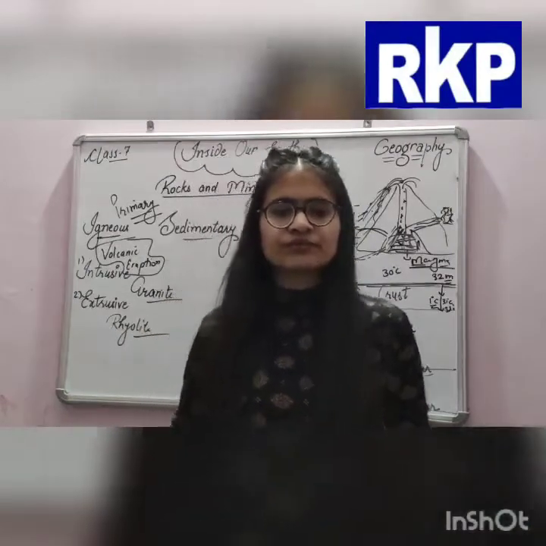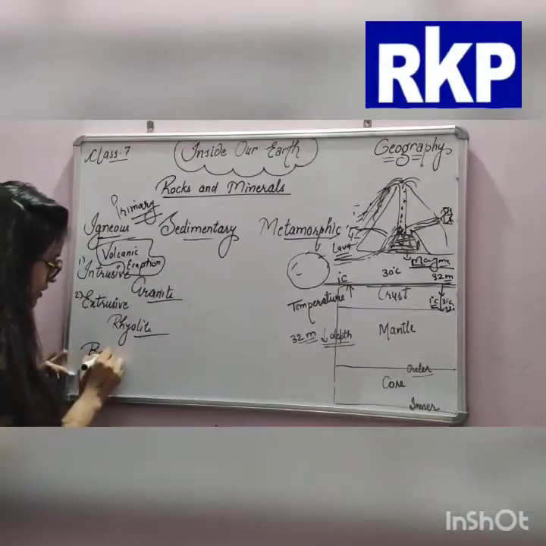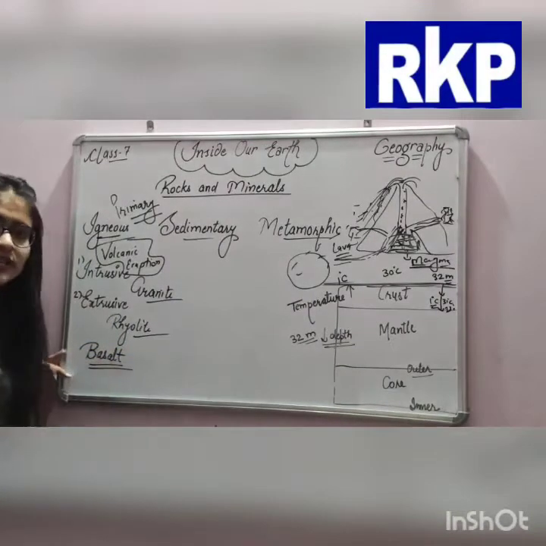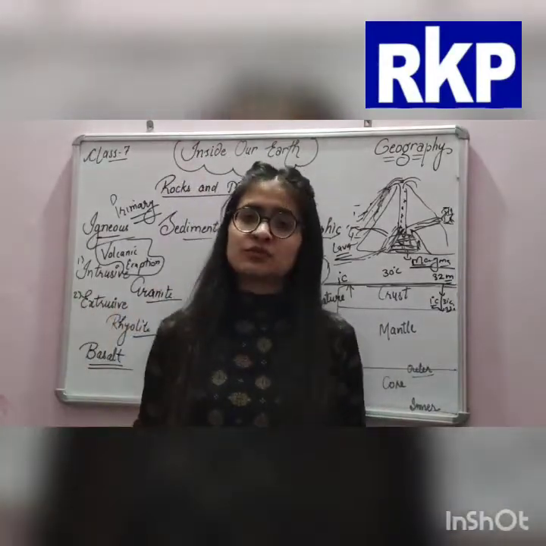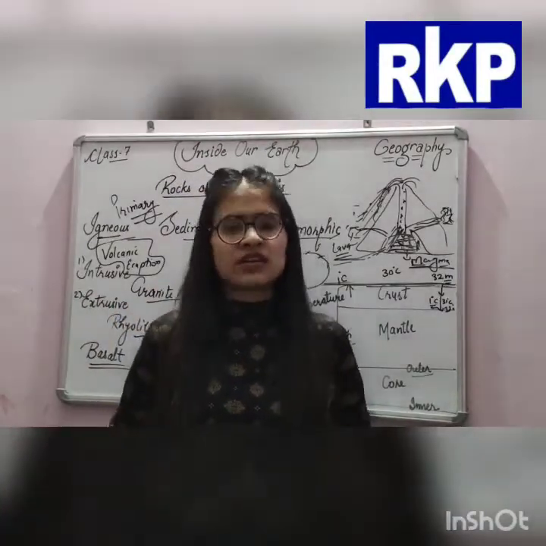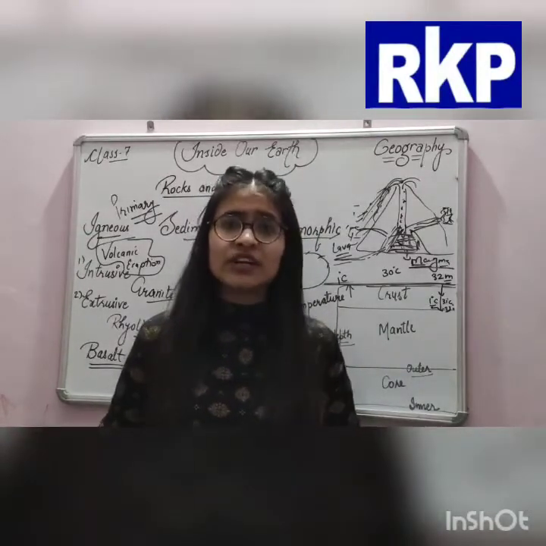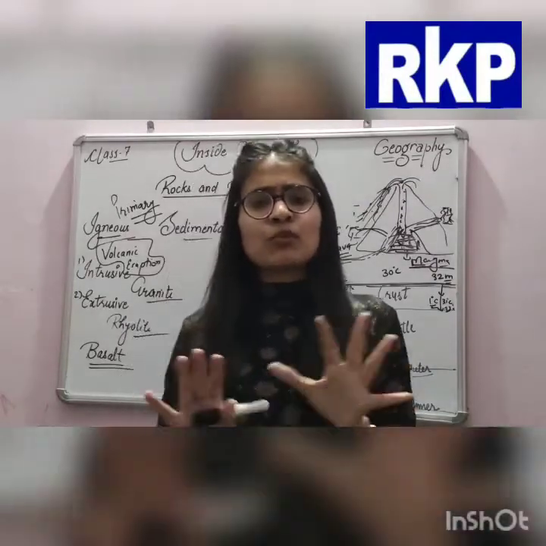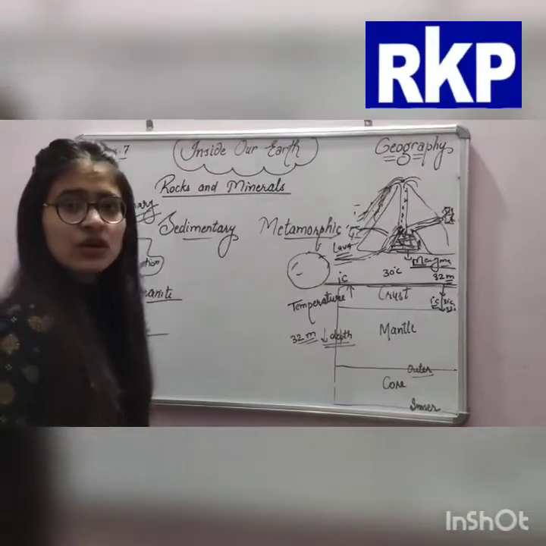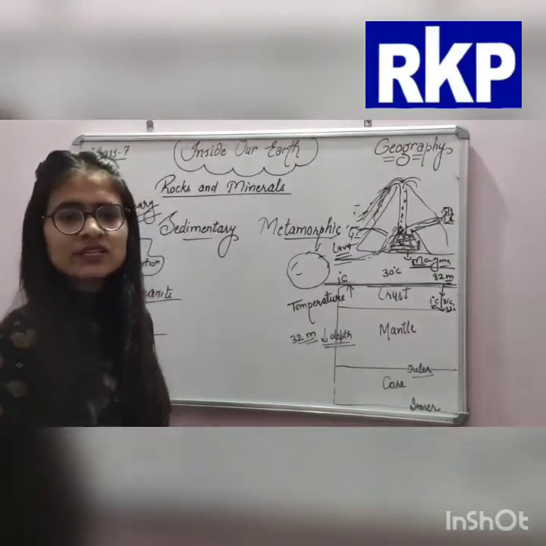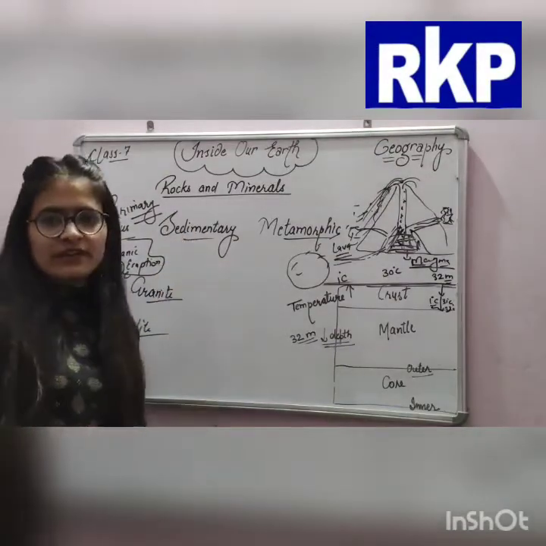Okay, so there is another example of extrusive rock, that is basalt. In basalt, the quantity of iron can be found in a large amount. Okay. So this was igneous rocks. The next is sedimentary.